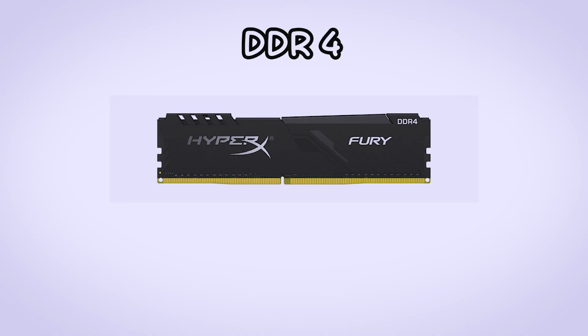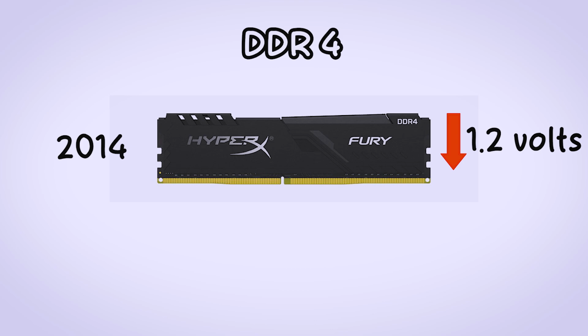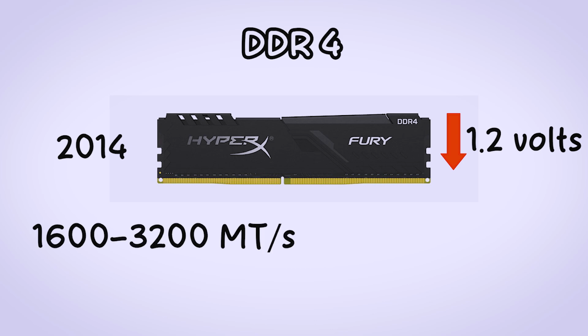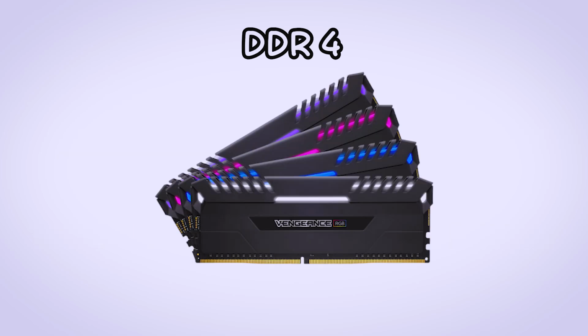DDR4 RAM. Released in 2014, DDR4 is still the most common RAM type you'll find in computers today. The voltage dropped to 1.2 volts, and speed started at 1,600 megatransfers per second, but can reach well over 3,200 megatransfers per second in standard configurations. Some high-performance modules even hit 5,000 megatransfers per second or higher with overclocking. Maximum theoretical bandwidth reaches 25.6 gigabytes per second, though real-world performance varies based on configuration.